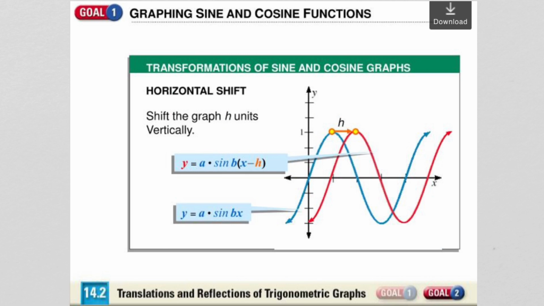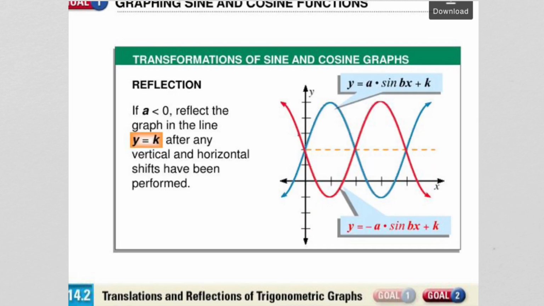Okay, so horizontal shifts. Shifts the graph h units horizontally. So the h inside is going to shift the graph to the left or to the right. Reflection. If a is less than 0, reflect the graph over the line y equals k. Now remember, y equals k is just a general horizontal line after any vertical and horizontal shifts have been performed.